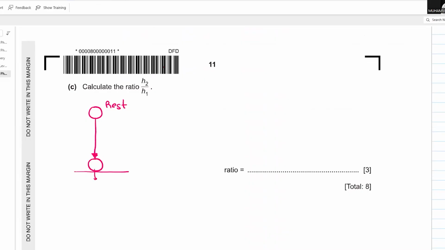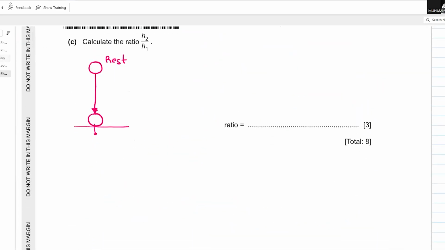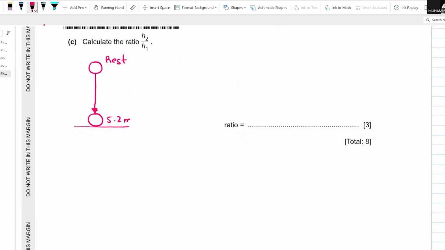As soon as the ball hits the ground, the ball has a velocity of 5.2. So you can say at the starting, the ball is at rest. At the ending, the ball has a velocity of 5.2 meters per second. This height is h1. Initial speed of the ball is 0. If the initial speed is 0, the kinetic energy of the ball will be 0 initially. There will be only gravitational potential energy at the start.